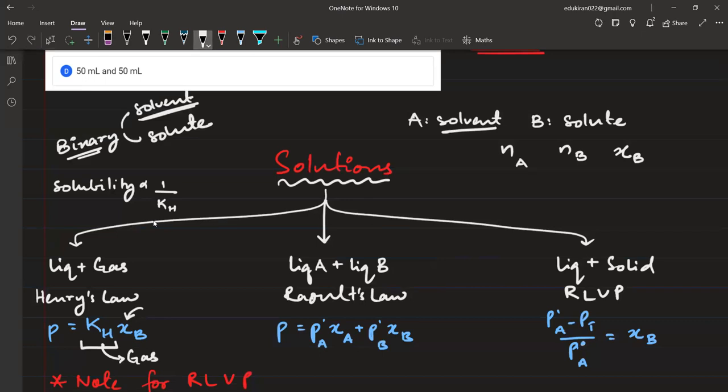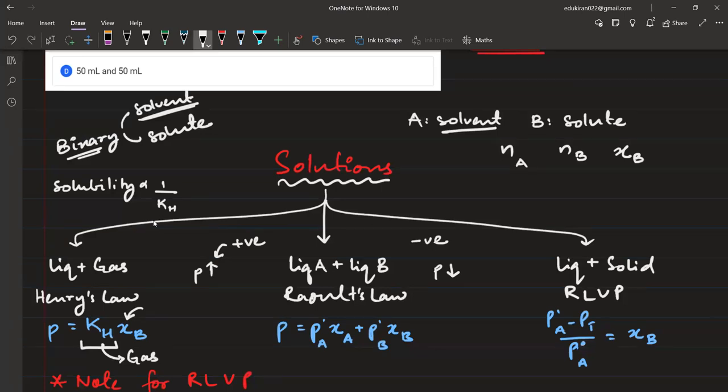Now, there are some solutions which deviate, which do not follow Raoult's law, and they show deviations. There are two types of deviation: a positive deviation and a negative deviation. In a positive deviation, the pressure of the solution is higher, more than expected. And the pressure of the solution in negative deviation is lower than expected.